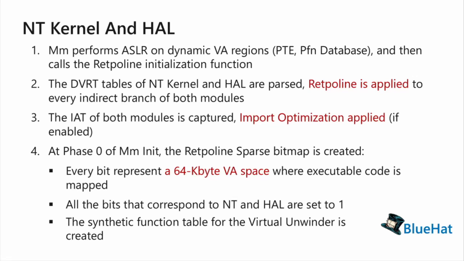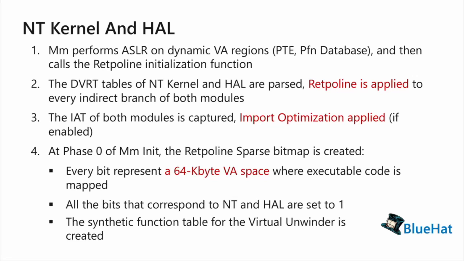I need to let you know that at this point the bitmap doesn't exist, because the memory manager has no idea how to create a sparse bitmap. This is not a big deal, because the worst thing that happens is that if we call an indirect branch, we set up the IBRS. So it's not a big deal.